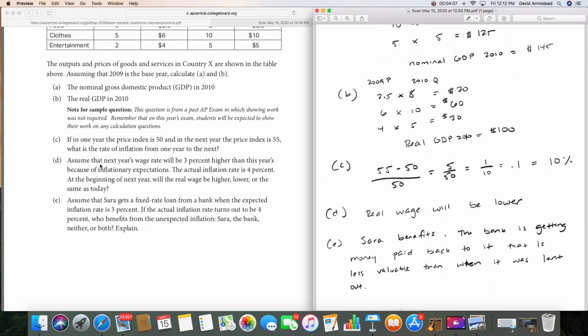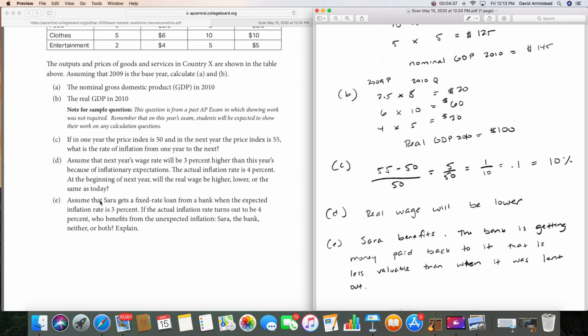D says, assume the next year's wage rate will be 3%. So you got a 3% pay raise. But inflation, the actual inflation rate is 4%. Is your real wage higher, lower, or the same as today? In other words, are you buying more, less, or the same as you were before? You're buying less. Even though you got a raise, your pay went up 3%, inflation ended up 4%, you can't buy as much stuff as you did before. They don't want an explanation on that, so you would just say real wage will be lower.